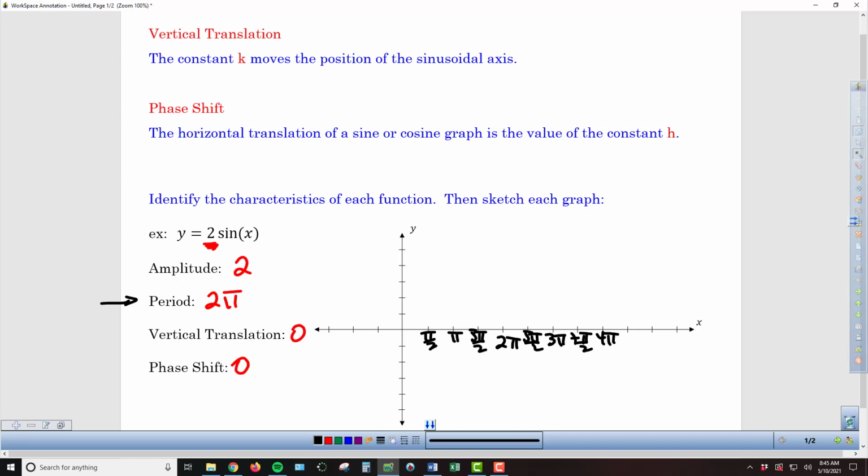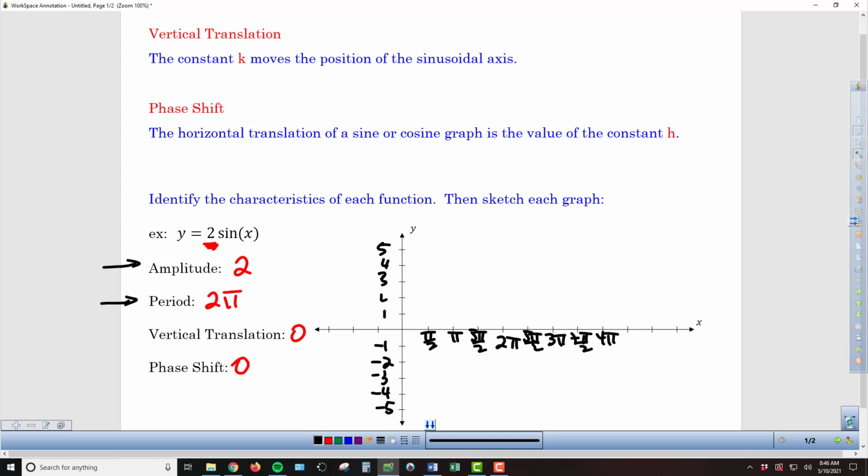Along the y-axis, I can go ahead and just count by ones, because of my amplitude, I know I'm going to be going up 2 and down 2 from the x-axis. So counting by ones is reasonable. So I'll go 1, 2, 3, 4, 5 going up, and then the same thing going down.